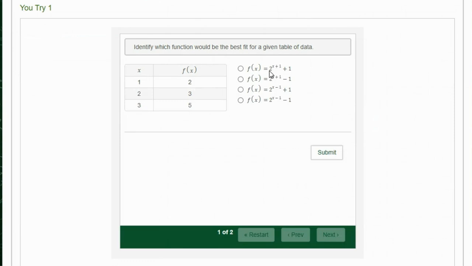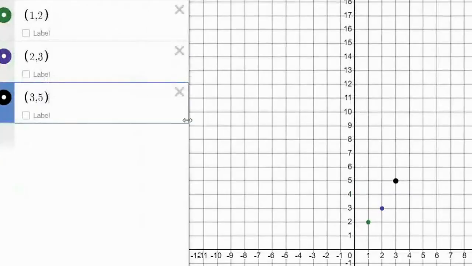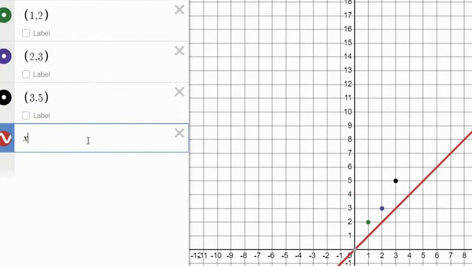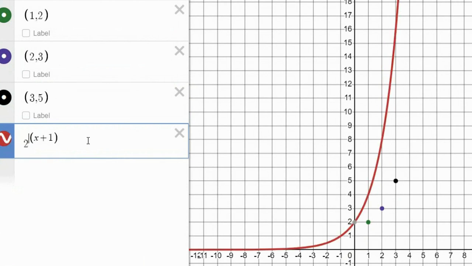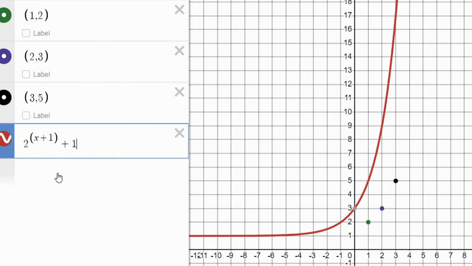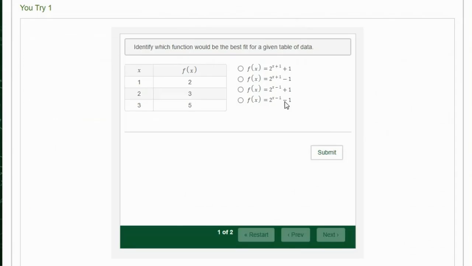Well, let me pick one. 2 to the x plus 1 plus 1. I've got to put these in parentheses so it keeps it all together. Oh, I didn't do 2, I did x. 2 to the x plus 1, and then it said plus 1. 2 to the x plus 1 plus 1 is not a line of best fit. So that one doesn't work.